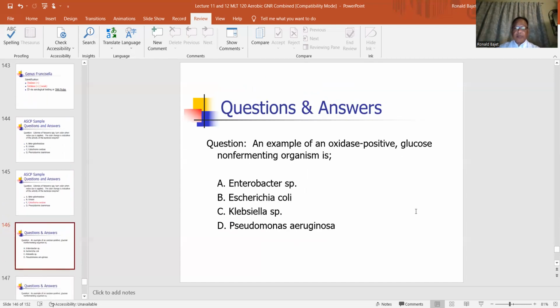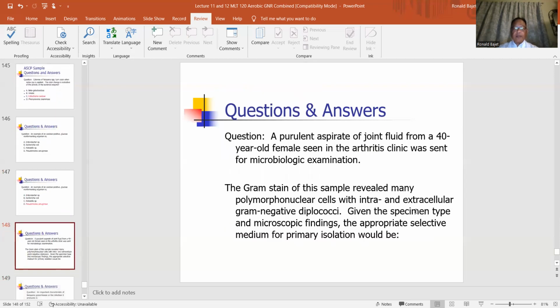An example of an oxidase positive, glucose non-fermenting organism. Enterobacter is oxidase negative. E. coli is oxidase negative. Klebsiella is oxidase negative. And the answer is D, Pseudomonas aeruginosa. That's the only one of the four that's oxidase positive.